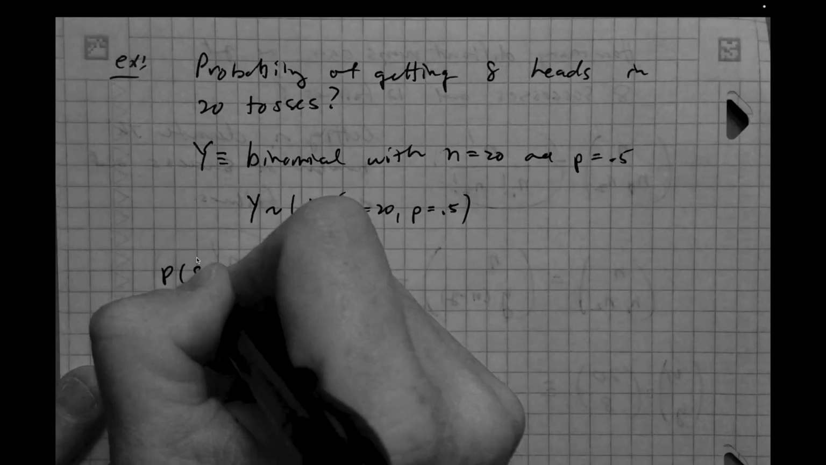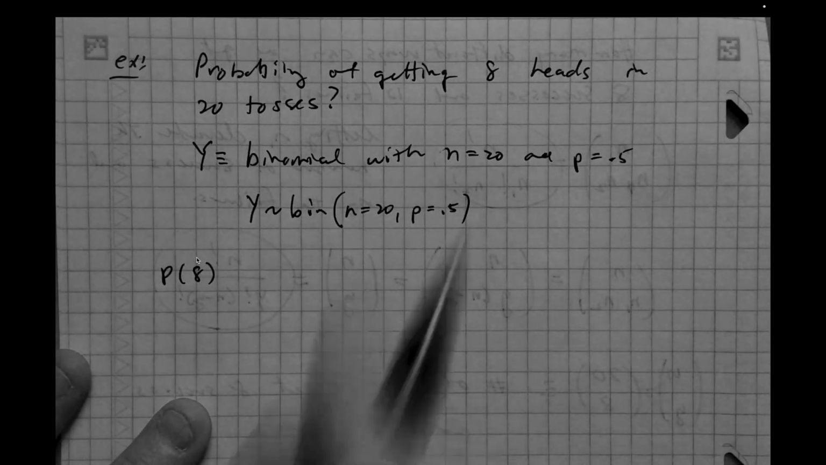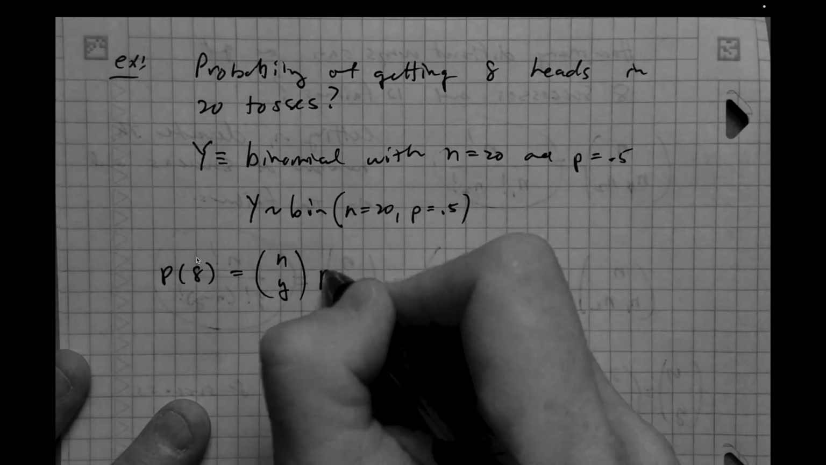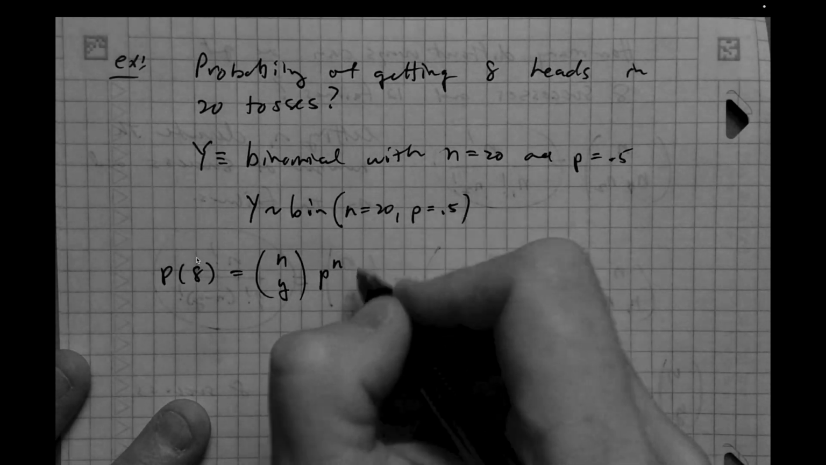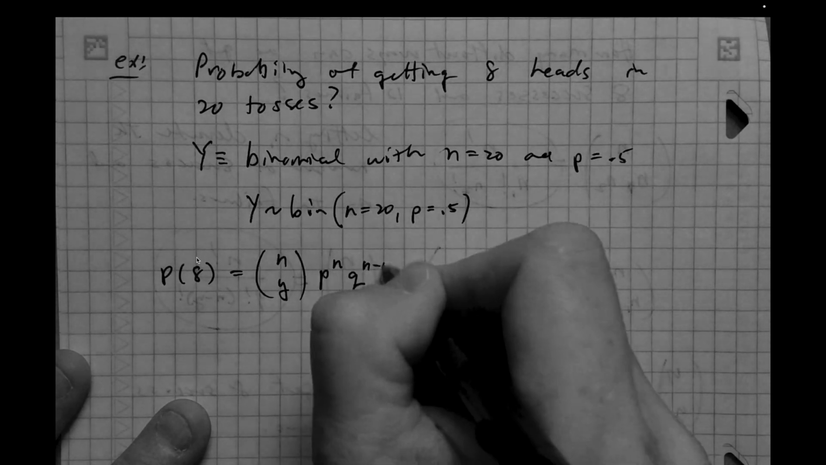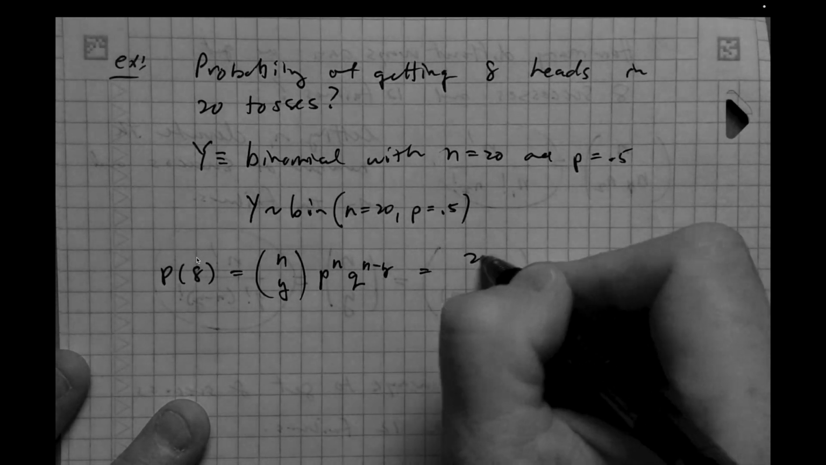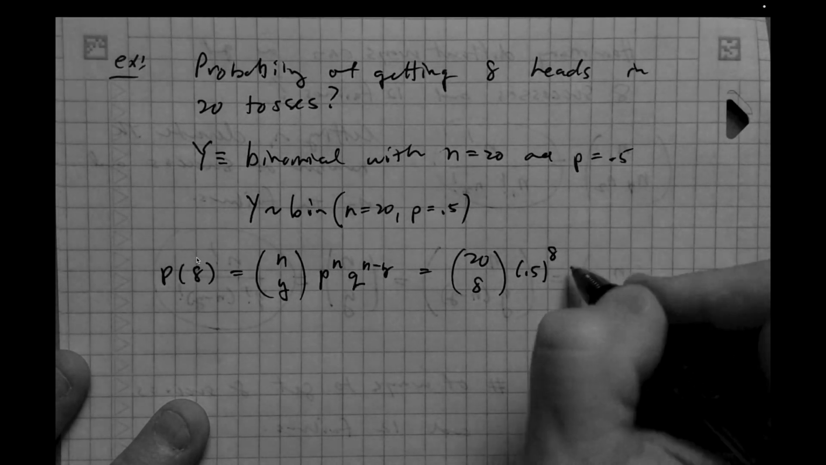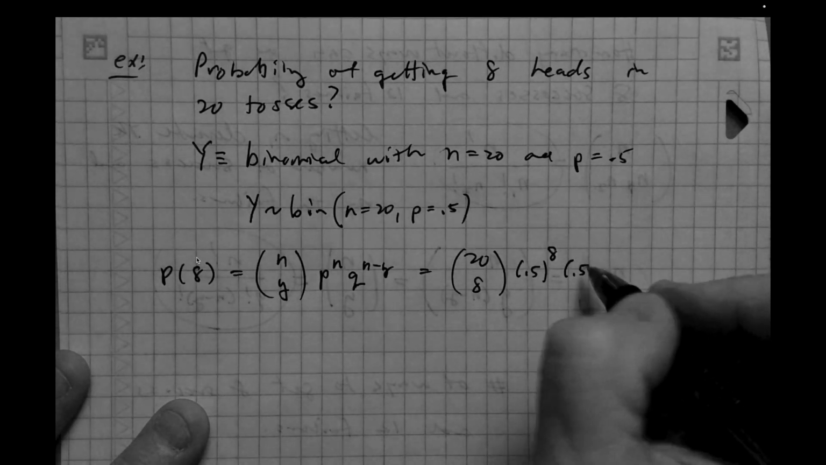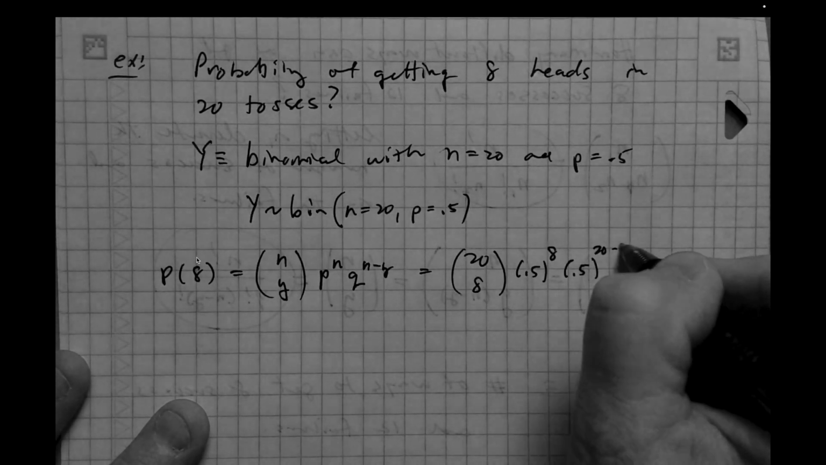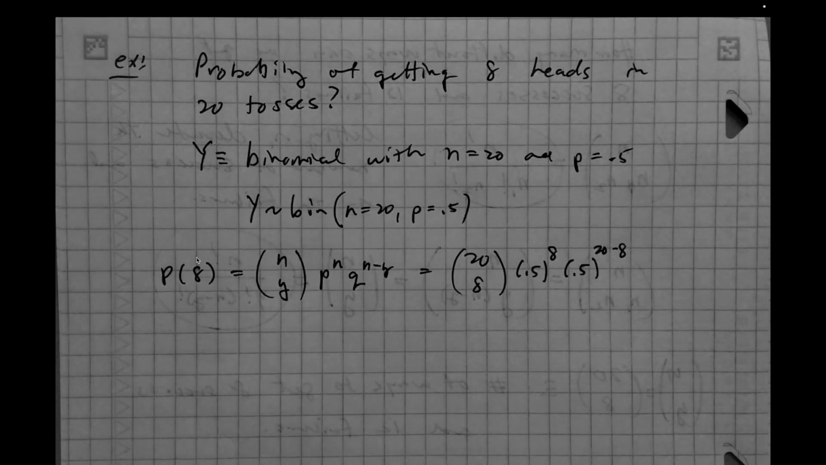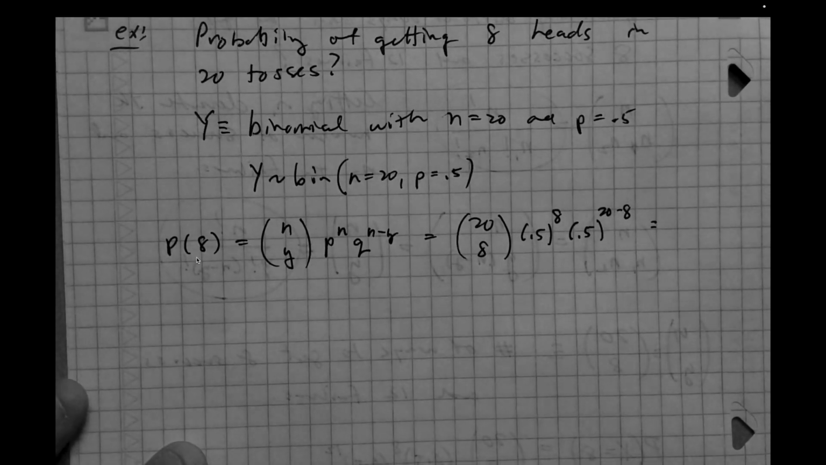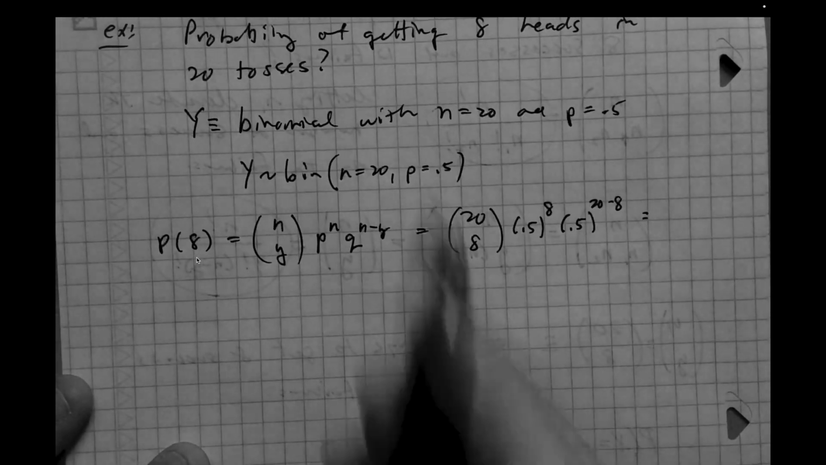So the probability of 8 is going to be n choose y, p to the y, and q to the n minus y. In our case, it's 20 choose 8 times 0.5 to the 8th power times (1 minus 0.5) to the 20 minus 8 power. Now sometimes these can be a little bit hairy to calculate because of the factorials in the choose. But let's see what this looks like.